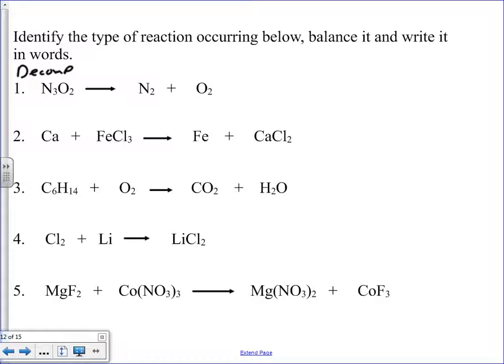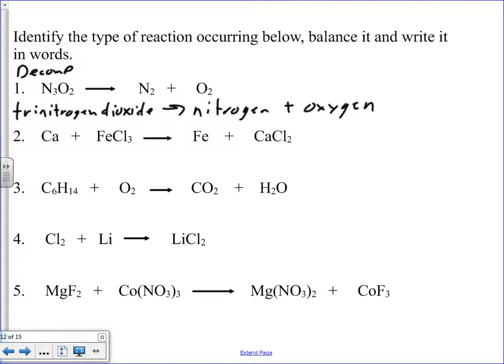All right, we're supposed to write it in words, so this would be trinitrogen dioxide, okay, gives nitrogen and oxygen. Okay, remember that we do not put prefixes in front of elements. All right, those are elements. They do not get prefixes, not dinitrogen and dioxygen. Okay, they're just oxygen and nitrogen.